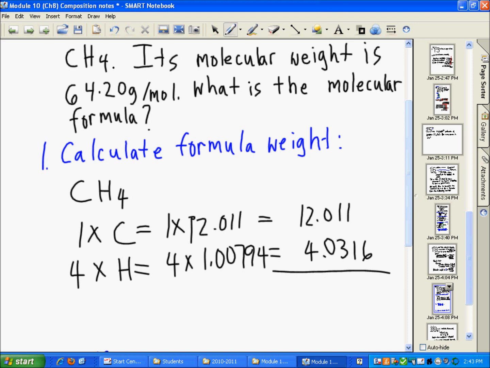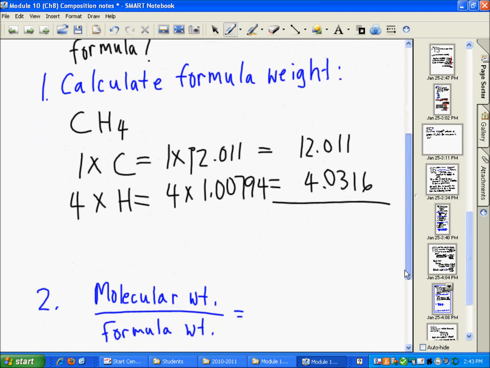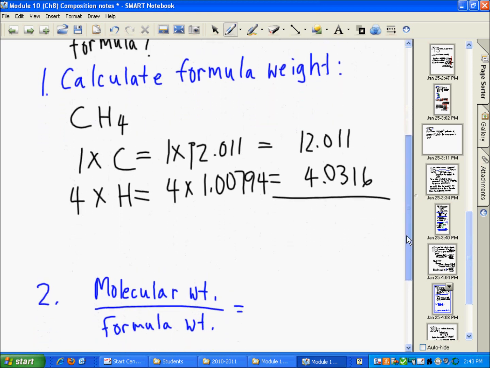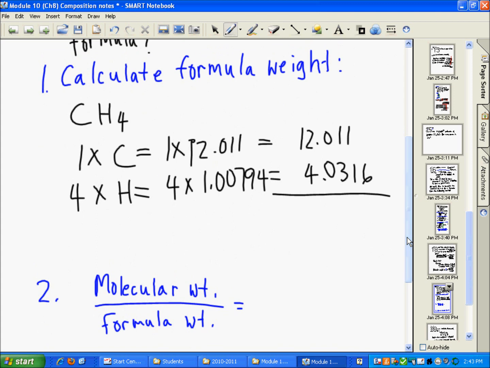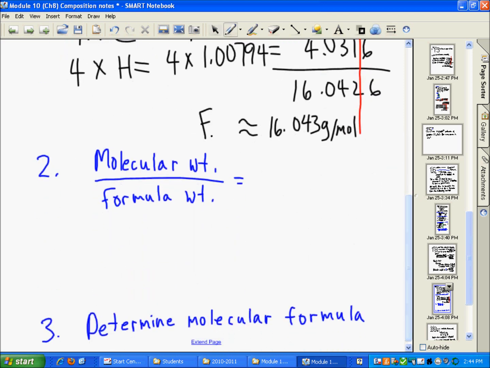16.0426. And what are we going to round that to? 16.043. Our cutoff is here. So right, 16.043. And what's the unit on that? Grams per mole. Always grams per mole. Okay, so now this is our formula weight.